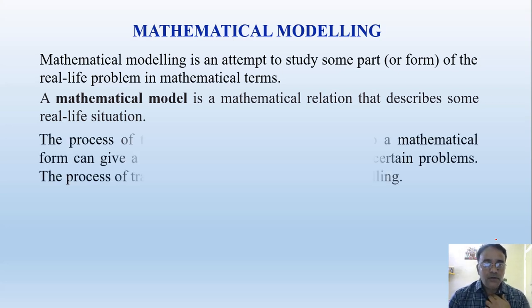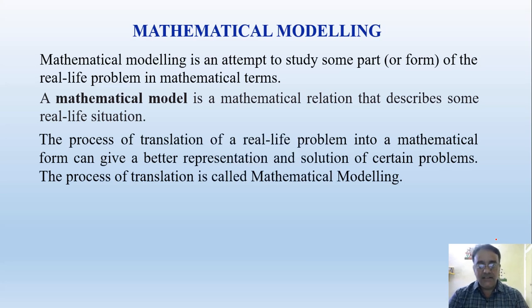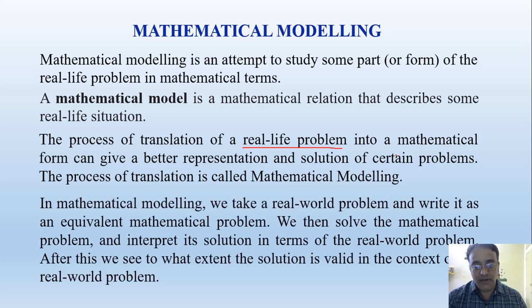Okay, so now let us move towards the process of translation of a real life problem into a mathematical form can give a better representation and solution of certain problems. So the process of this translation is called mathematical modeling. In mathematical modeling, we will take a real life problem and we'll write it as an equivalent mathematical problem. Then we solve the mathematical problems and interpret its solution in terms of real world problem.